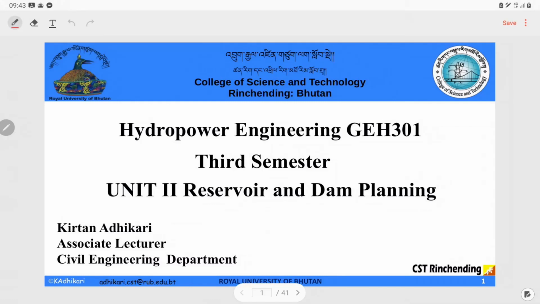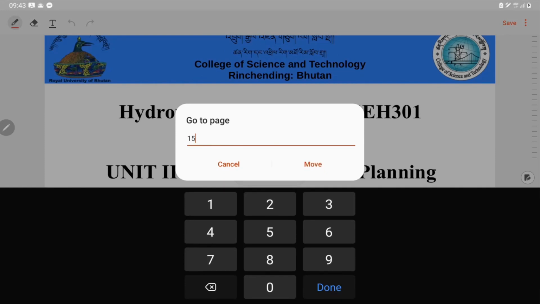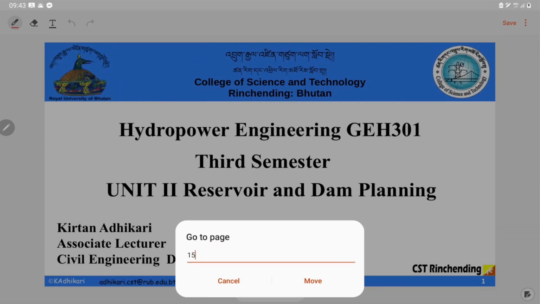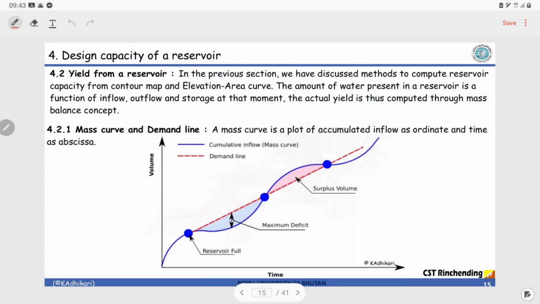Hello students, welcome. We'll continue with our lecture on reservoir and dam planning, and today we are going to discuss one of the most important subtopics of this chapter, that is reservoir capacity and reservoir sedimentation. So to begin with, let's understand what capacity means.